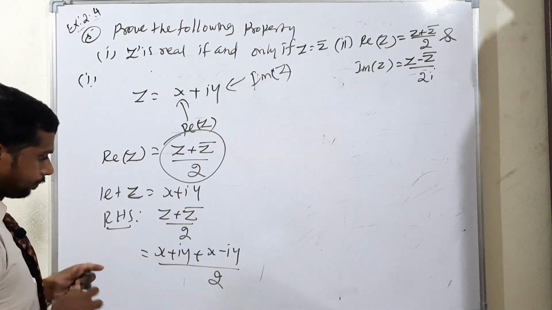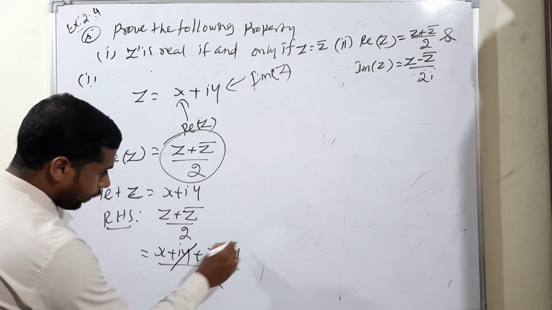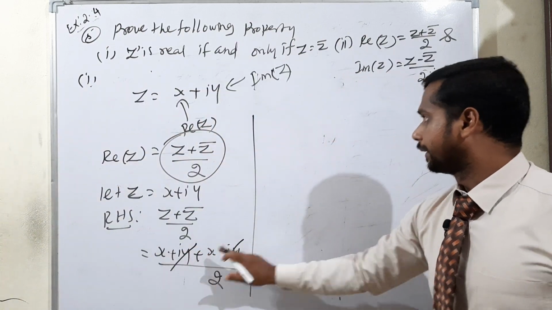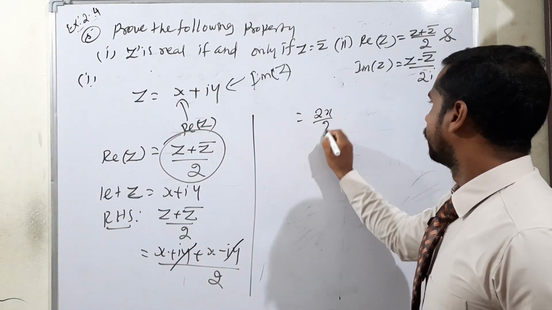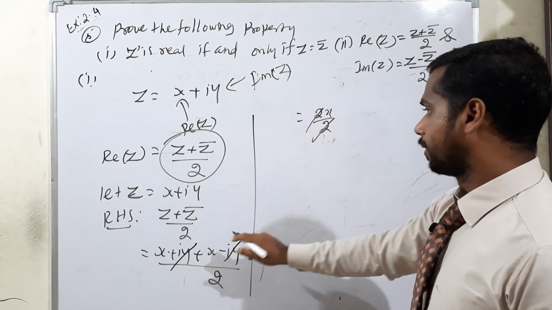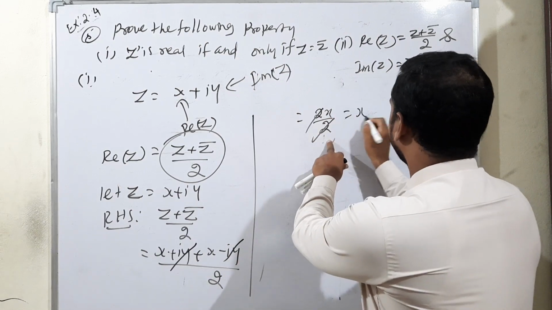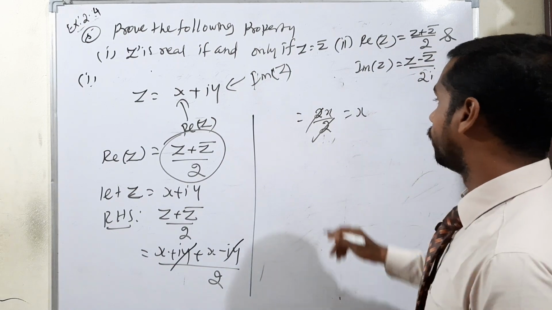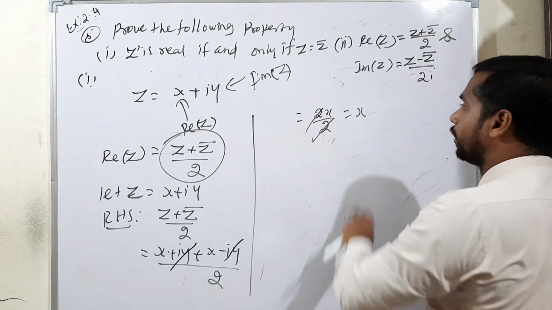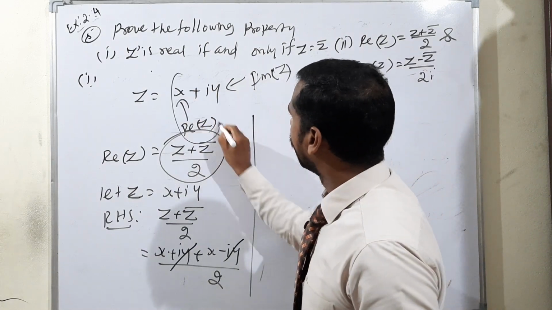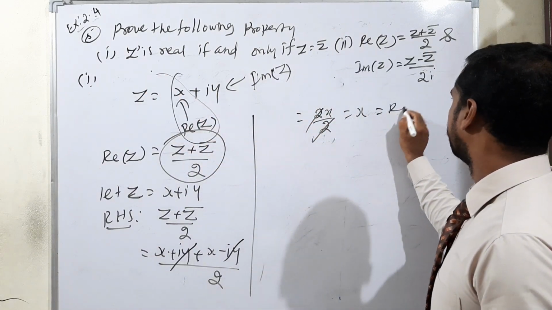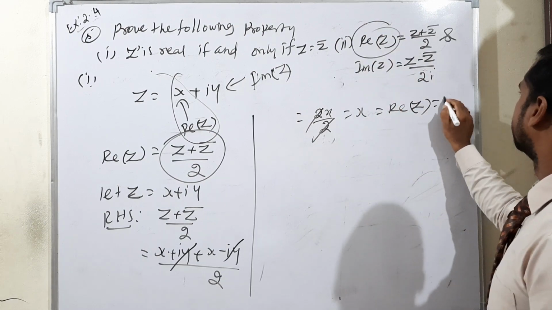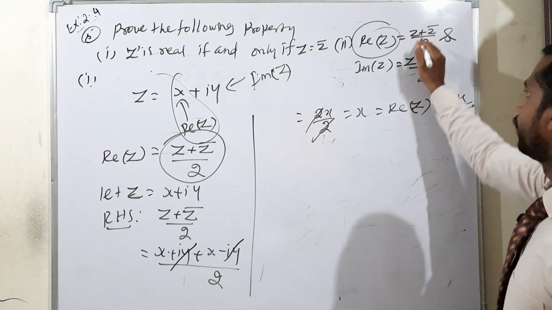Then what will happen? Plus iy minus iy cancel, so x plus x is equal to 2x divided by 2. Definitely this is only x. When you get x, that is when y is equal to 0. That's why I told you, if y is equal to 0, that is real of z. This is what we need for the LHS, isn't it? So the first one is clear. I am moving to the second part.